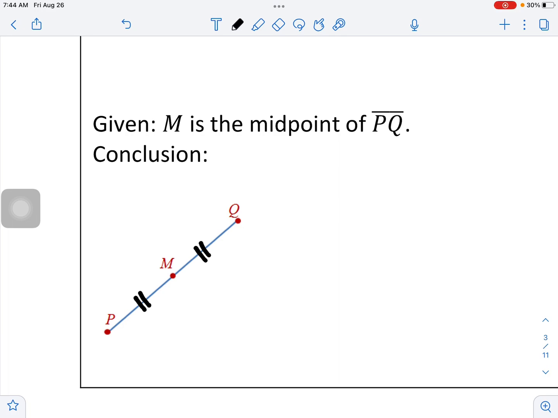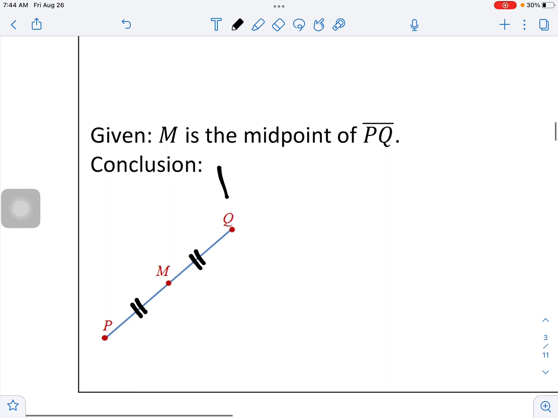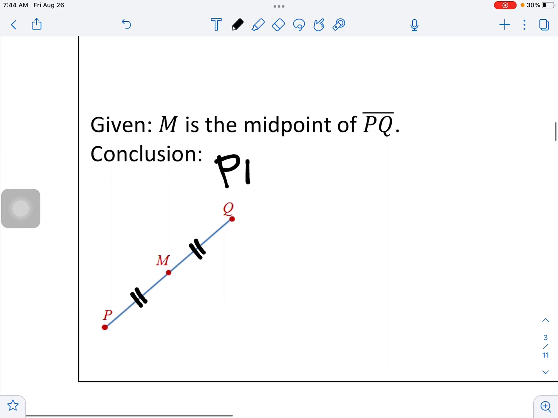Our conclusion, based on what we're given here, is that line segment PM is congruent to line segment QM.